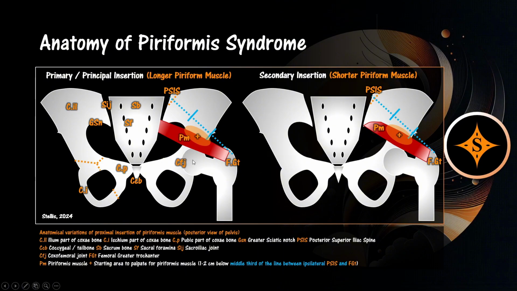CFJ is the coxofemoral joint. The SIJ is the sacroiliac joint. Due to the proximity of these structures, it is also common that the conditions that involve inflammation of the coxofemoral joint or sacroiliac joint present with similar symptoms. Therefore, you should also examine and interview the patient for those conditions as well.